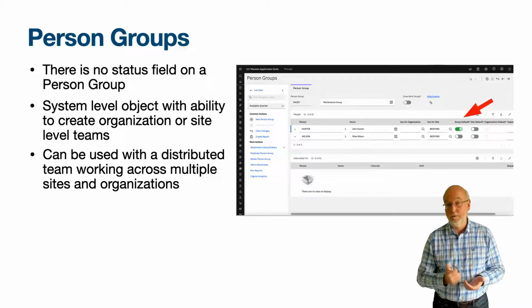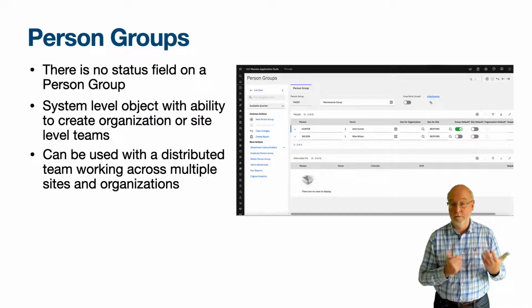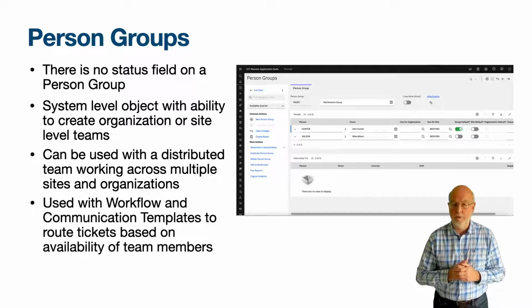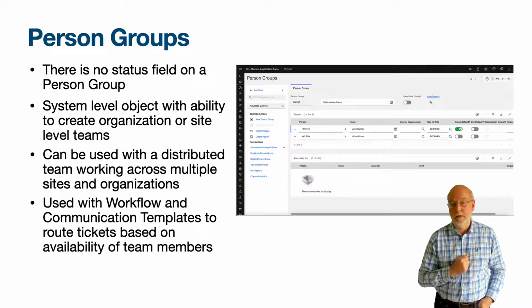The fields Group Default, Organisation Default and Site Default are used to indicate who will be the default person for the site, organisation or the whole person group. You will not be able to access the site default field unless the Use for Site is set, similarly for the organisation default and the Use for Organisation field. These fields are used with communication templates and workflow and on the ticket-based applications, for example to determine who to route a service request to.